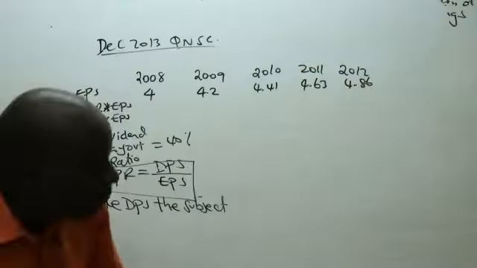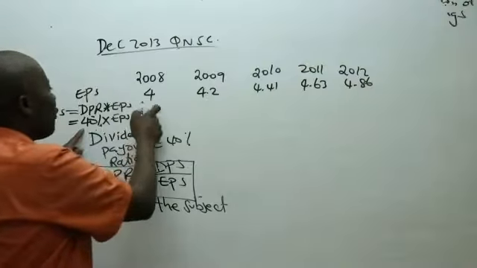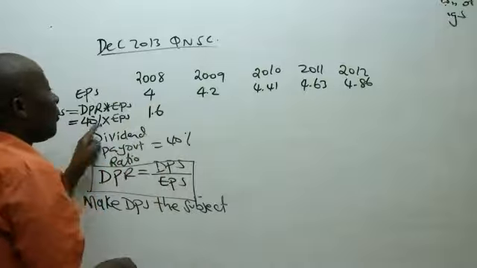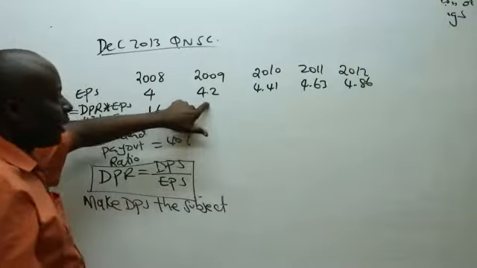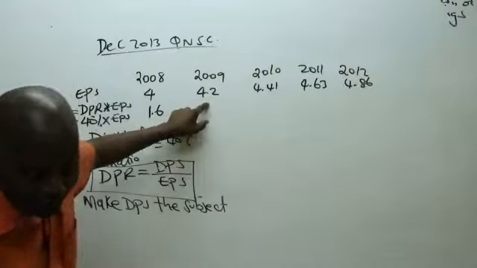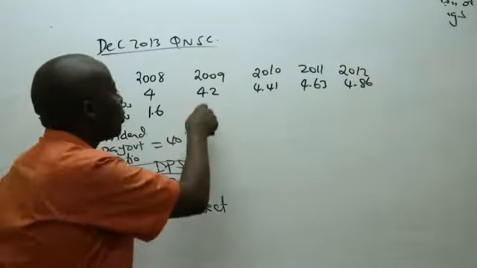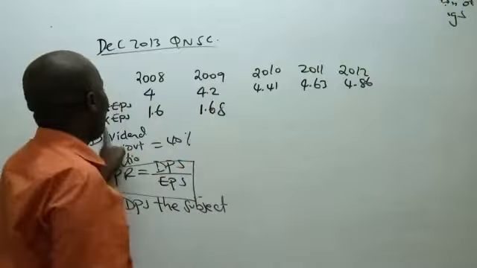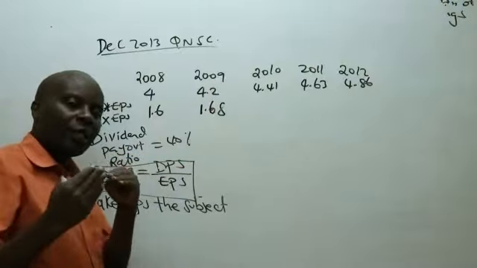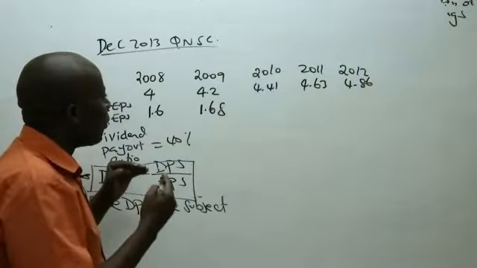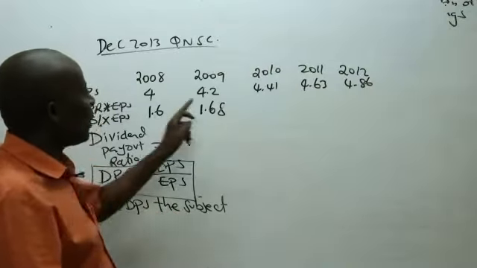AB tells me 1.6. 0.4 times 4 is 1.6. How about 0.4 times 4.2 so that I can get the dividend per share for the year 09? For the year 09, I can see 1.68. Thank you very much. 1.68. How about 0.4? You know, 0.4 is constant for each of these years. So 0.4 times 4.41.